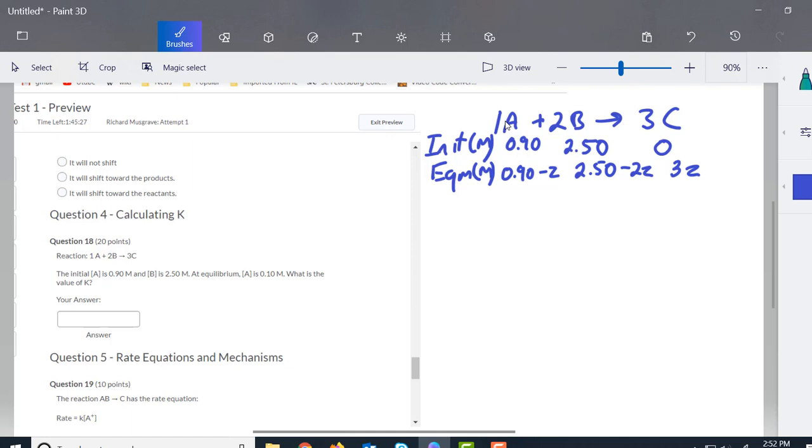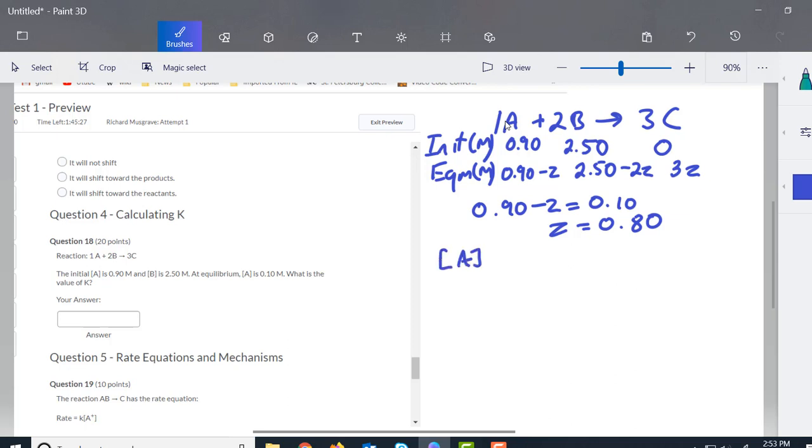The next thing we have to do is calculate a value of Z. What we're told here is that equilibrium A is 0.10, so I know that 0.90 minus Z equals 0.10. So when I do the math there and calculate Z, it comes out to be 0.80. So that's my Z value. That's what gets subtracted and added over here as well.